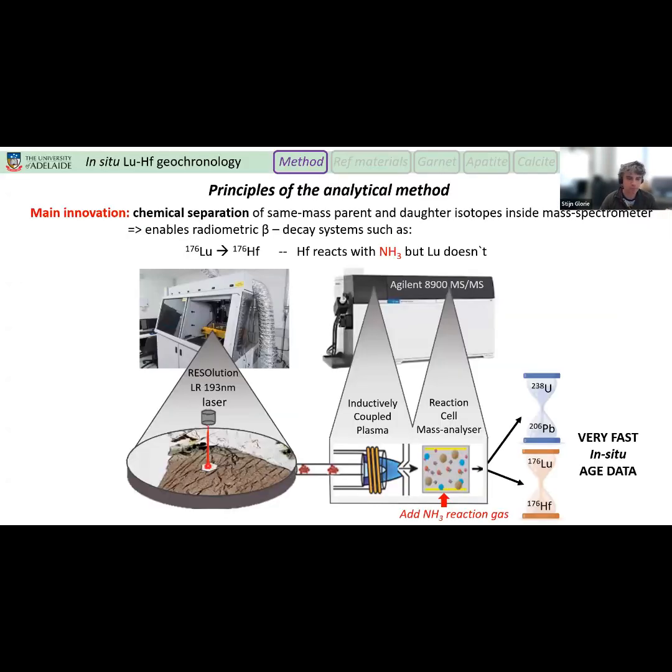Okay, so the method, how does it work? Here's an example of our laser system in Adelaide. Here's a bit of thin section. We can see we're using a pulse laser here to ablate an apatite in situ. The little particles travel through some tubes, reach the plasma where they get broken down to their atomic proportions. They get ionized and then travel towards the mass analyzer system.